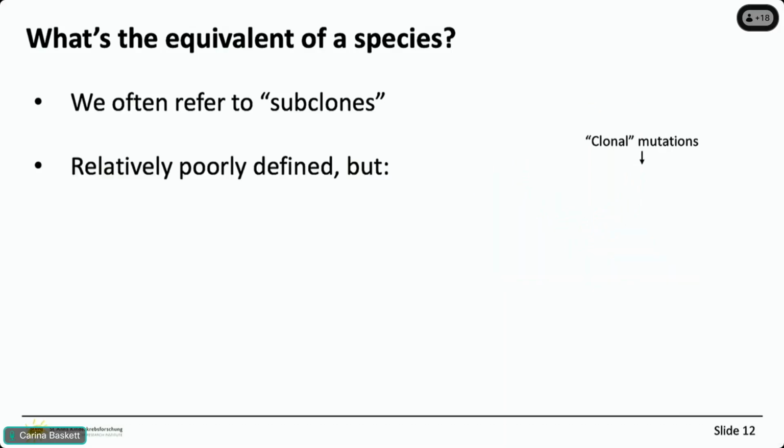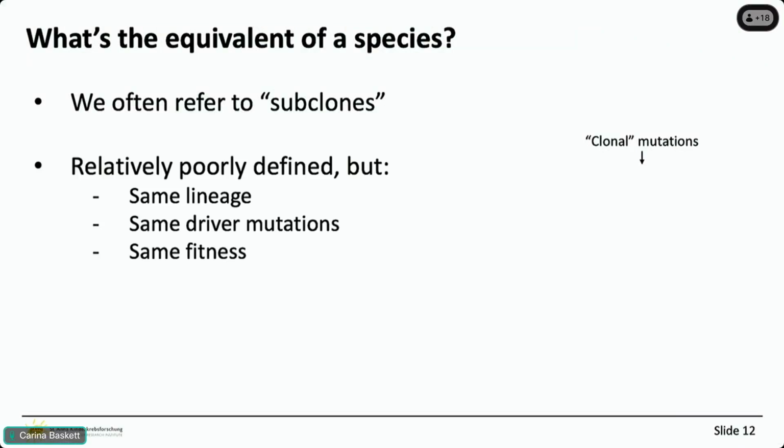Relatively poorly defined, but I think we all agree that these subpopulations that we call subclones must share the same lineage, so they must be genetically related to one another. Typically, they also must share the same driver mutations. So typically, a subclone might be defined in that it has a new driver mutation that other cells in the tumor population do not have. And then we theorize that they must therefore have somewhat of a similar fitness, or they must behave somewhat similarly. But this process of defining these subpopulations is a little bit muddied by the fact that the instability of mutation rate is really high in these cells. So every cell pretty much is unique, especially in a very advanced cancer.